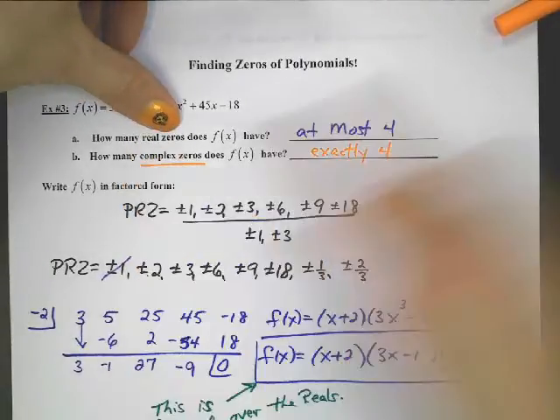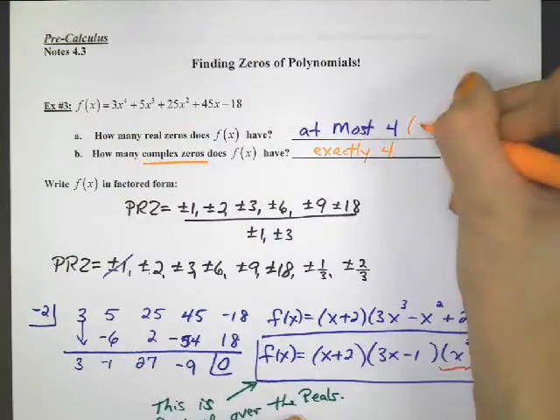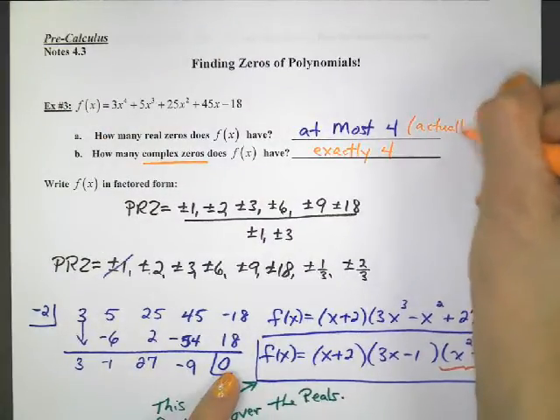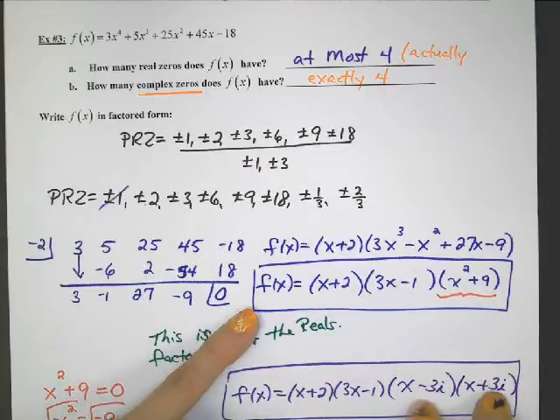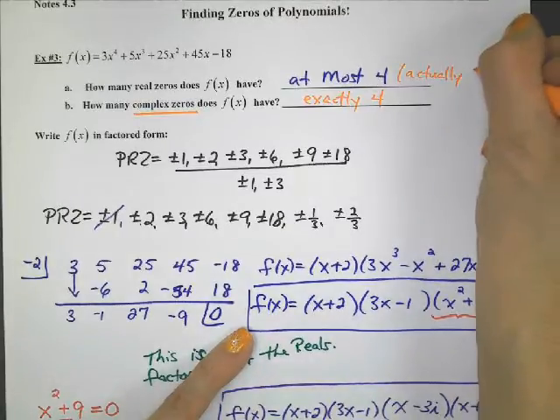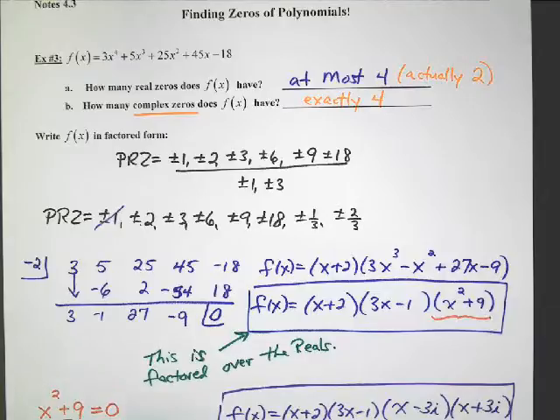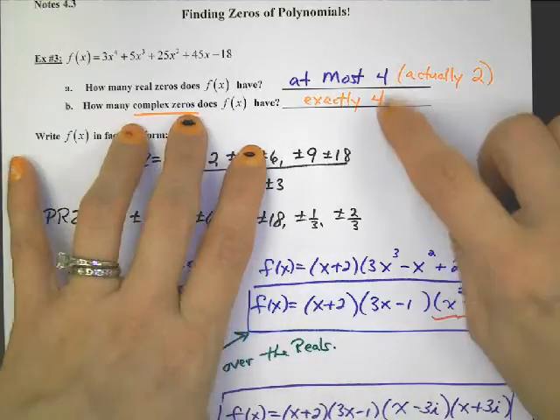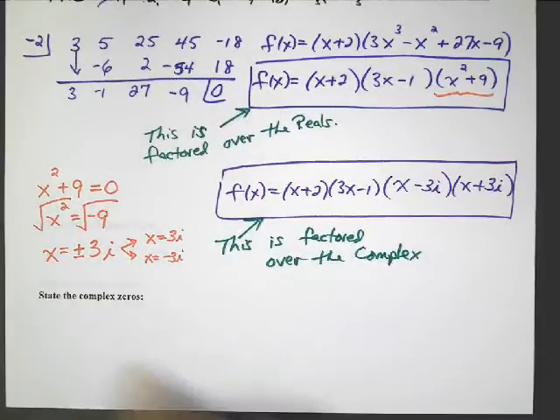How many real zeros does he have? Okay, how many real zeros? Well, actually, now that I look at my factored form, he's got 2 real ones, and then there were 2 imaginary ones. So actually, he had 2. He could have had all 4 real ones, but he didn't. How many complex? Exactly 4. 2 of them were real, 2 were imaginary.